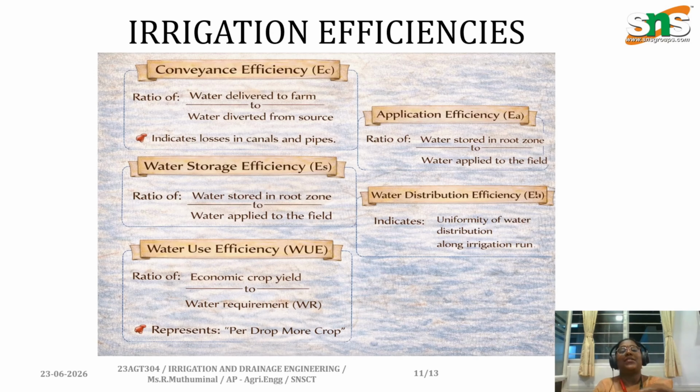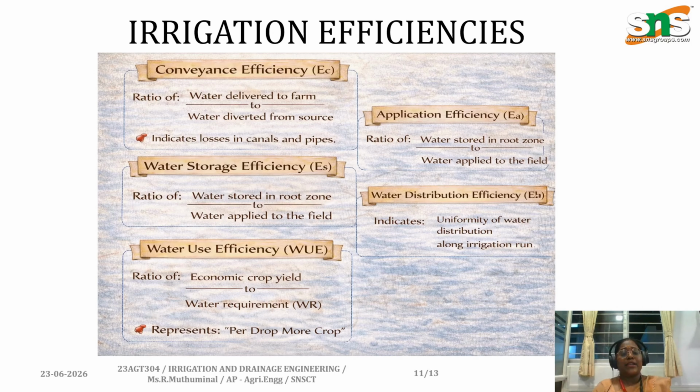Storage efficiency indicates how effectively the soil moisture deficiency is replenished. The overall irrigation efficiency represents the combined performance of the entire irrigation system. Higher efficiency means less wastage and better crop productivity. Among all irrigation methods, drip irrigation generally provides the highest efficiency, followed by sprinkler irrigation. The traditional surface irrigation methods are simpler and cheaper but often involve higher water losses.